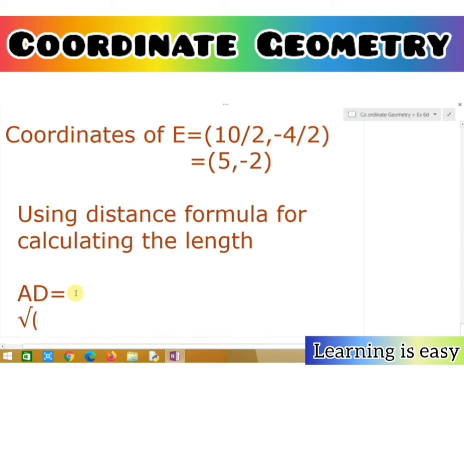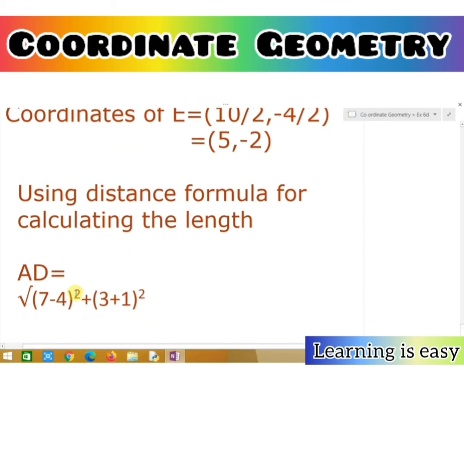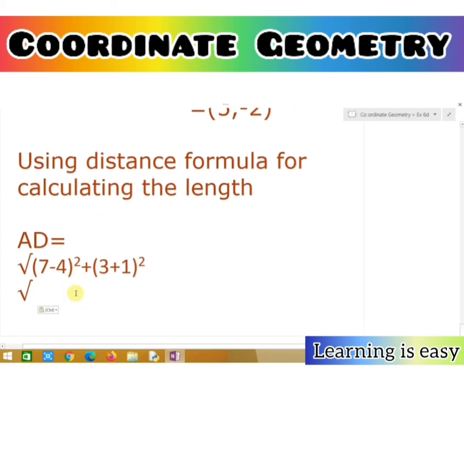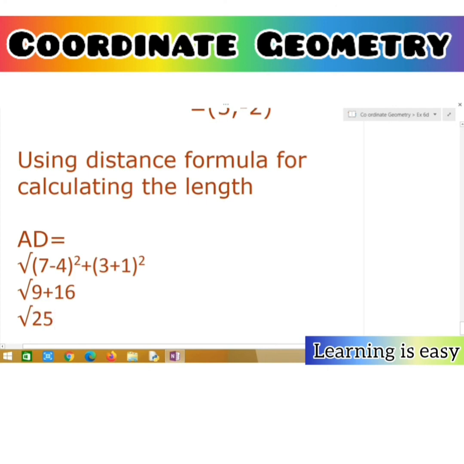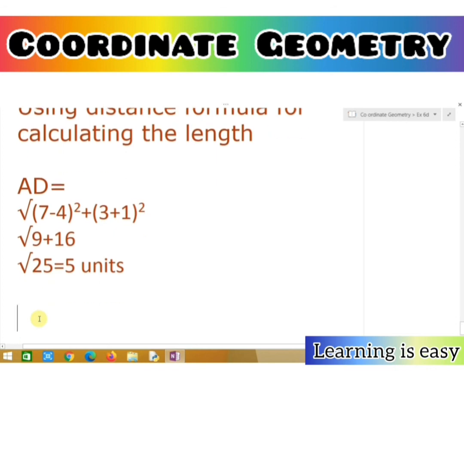So the length of AD we can find by using the distance formula, which is equal to square root of 7 minus 4 whole square plus 3 plus 1 whole square. So that's going to be 3 square is 9, 4 square is 16, which is 9 plus 16, 25. And square root of 25 is going to be 5 units. So the length of AD is 5 units.